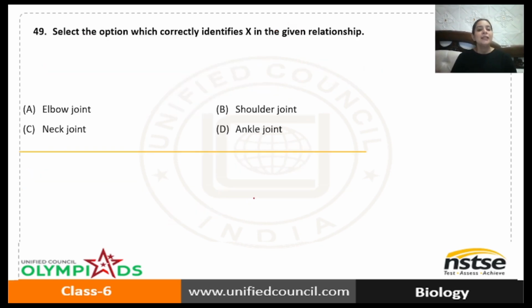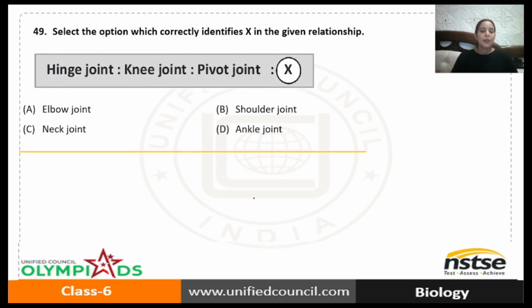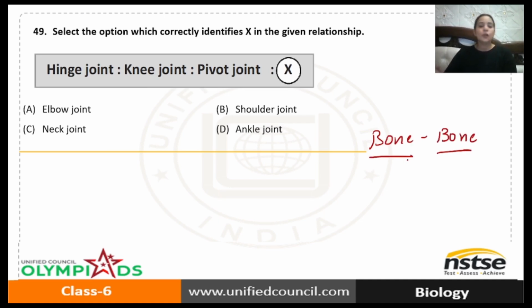Next question. Select the option which correctly identifies X in the given relationship. Hinge joint, knee joint, pivot joint, X. We need to find X. Option A says elbow joint, shoulder joint, neck joint or ankle joint. Now we know a point where bone attaches with bone is called a joint, and there are different types of joints found in the body. A hinge joint is a joint which allows movement in one plane.